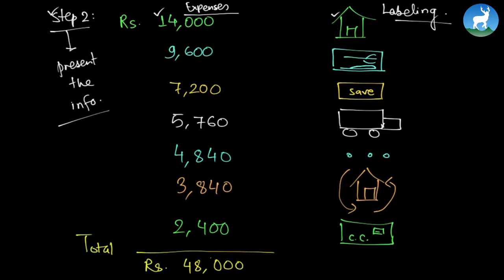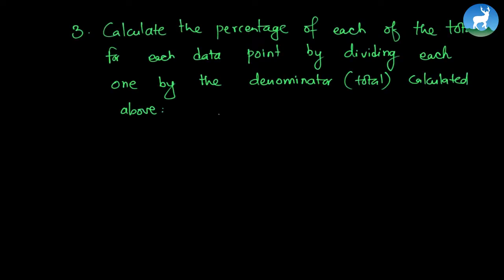Finally, we calculated the total amount, and the total amount turned out to be 48,000. Now this is going to be your denominator. If you don't know what that means, you don't need to worry about it right now. We are going to talk about it. Now we are in step number 3, and this is what we are going to do in step number 3.